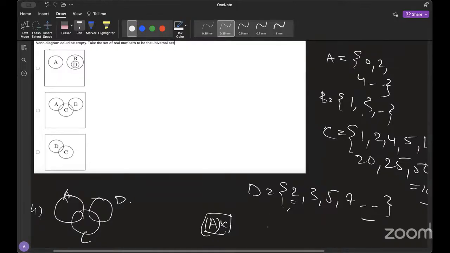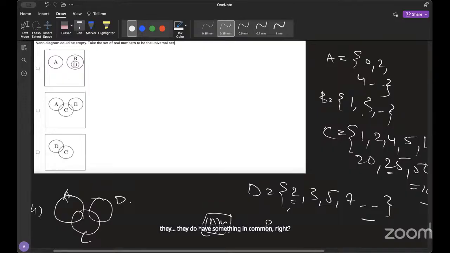Okay. Then coming to the second option, this one says that A and C have something in common. A set is this, even numbers, and this. So they do have something in common, right? A and C have something in common. C and D have something in common. They do have something in common, right?